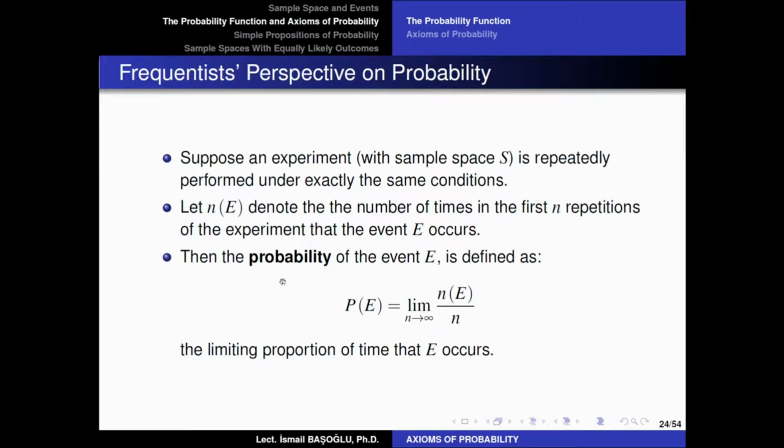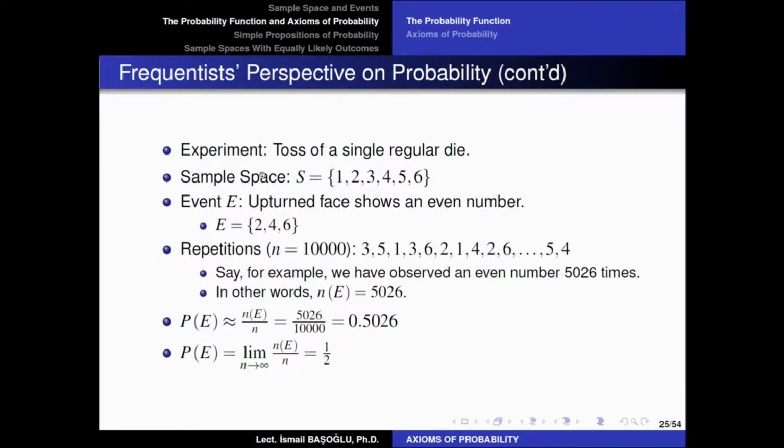Therefore, the qualitative explanation for this limit is the limiting proportion of time that E occurs. So what is probability for an event? It is the limiting proportion of time that E occurs. Limiting because we need to repeat this experiment infinitely many times. Proportion because we are looking at the ratio of the times that event E occurs over the number of repetitions.